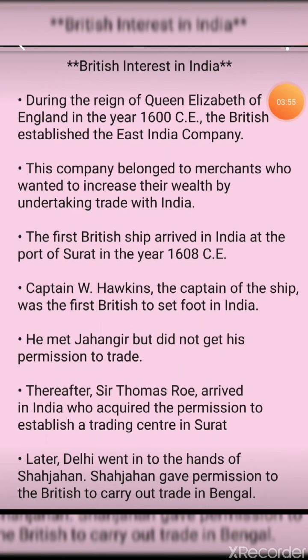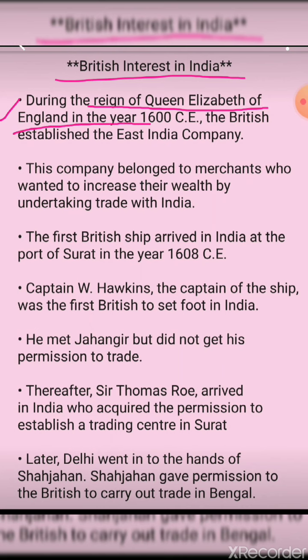Now the next topic is British interest in India. How the British interest was seen in India, that we will see. The first point over here: during the reign of Queen Elizabeth of England in the year 1600 CE, the British established the East India Company. During the reign means at the time in 1600 CE, when Queen Elizabeth was ruling in England, the British established the East India Company.